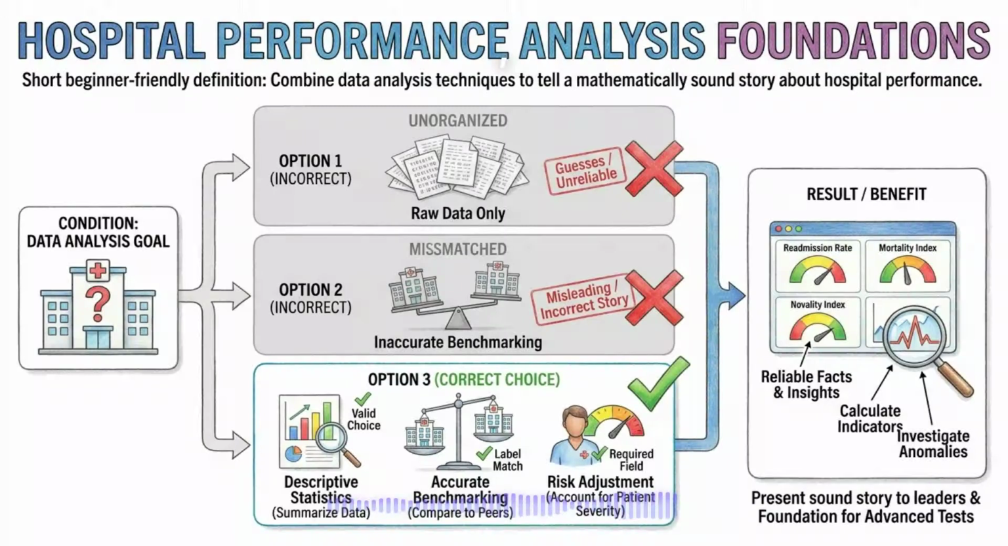Ultimately, the goal of all these analysis techniques is to tell a true, mathematically sound story about hospital performance. By combining descriptive statistics, accurate benchmarking, and careful risk adjustment, you can present hospital leaders with reliable facts rather than just guesses. You now have the foundational analytical tools required to calculate major performance indicators and investigate complex clinical anomalies. This solid grounding in descriptive and diagnostic analysis perfectly sets the stage for the more advanced statistical tests we will cover next.